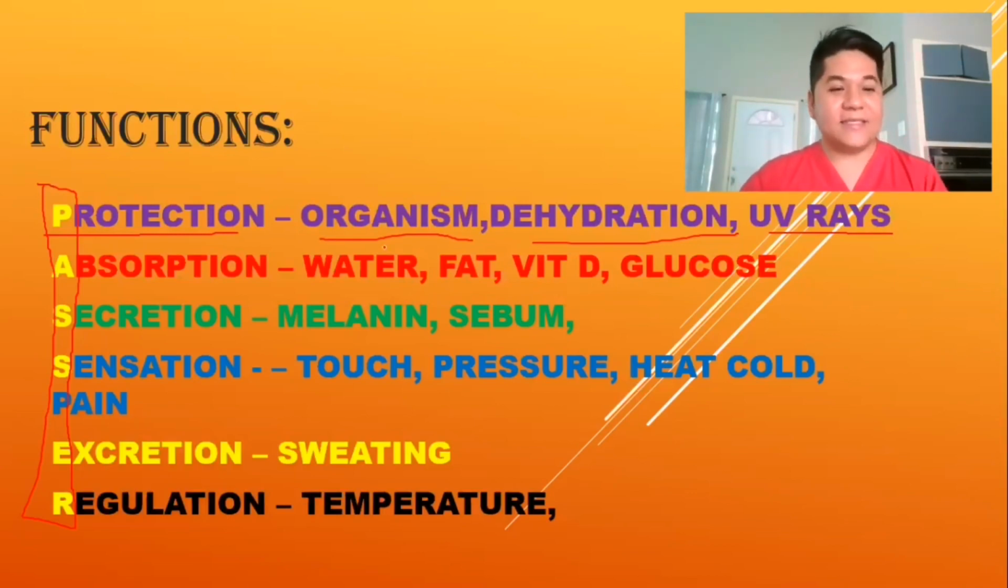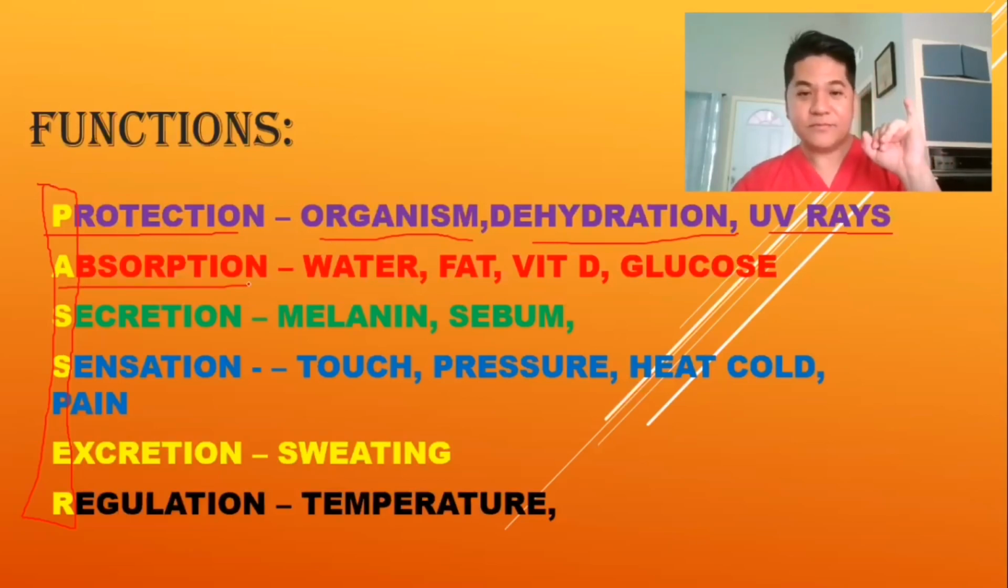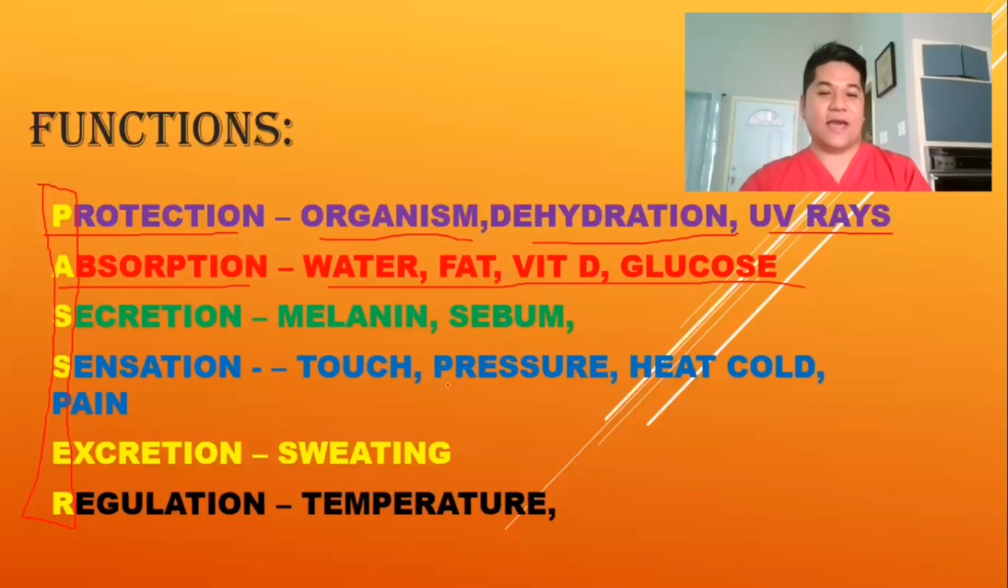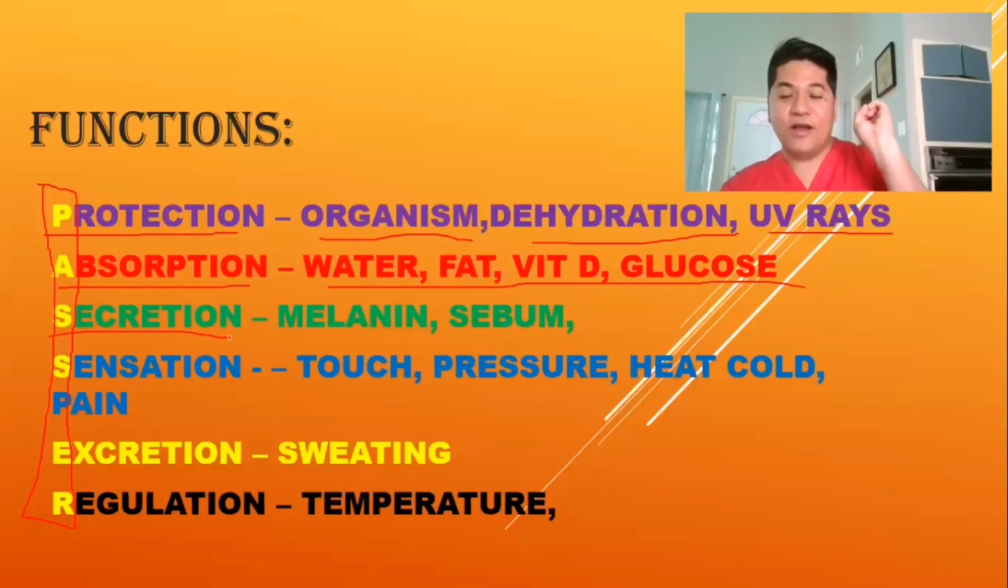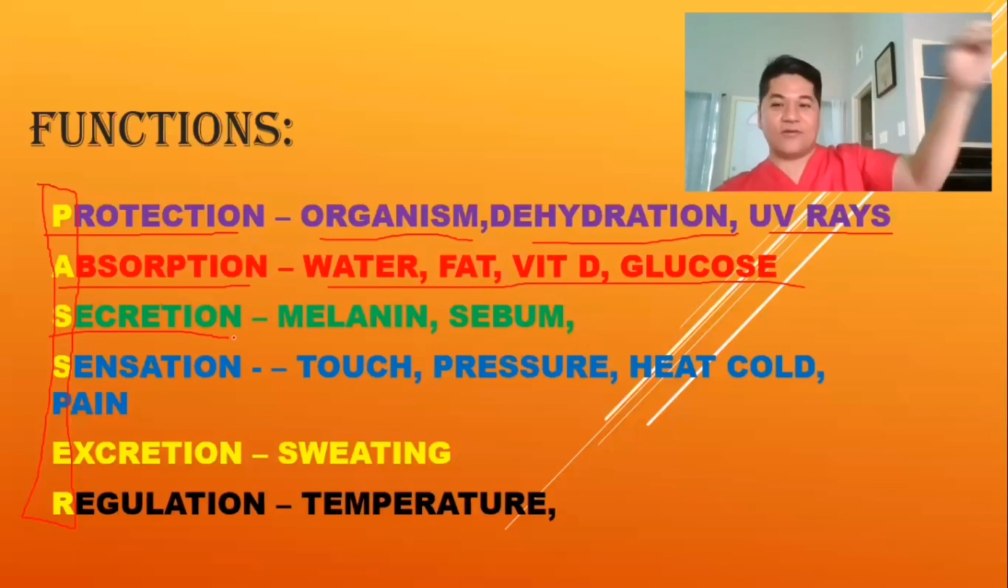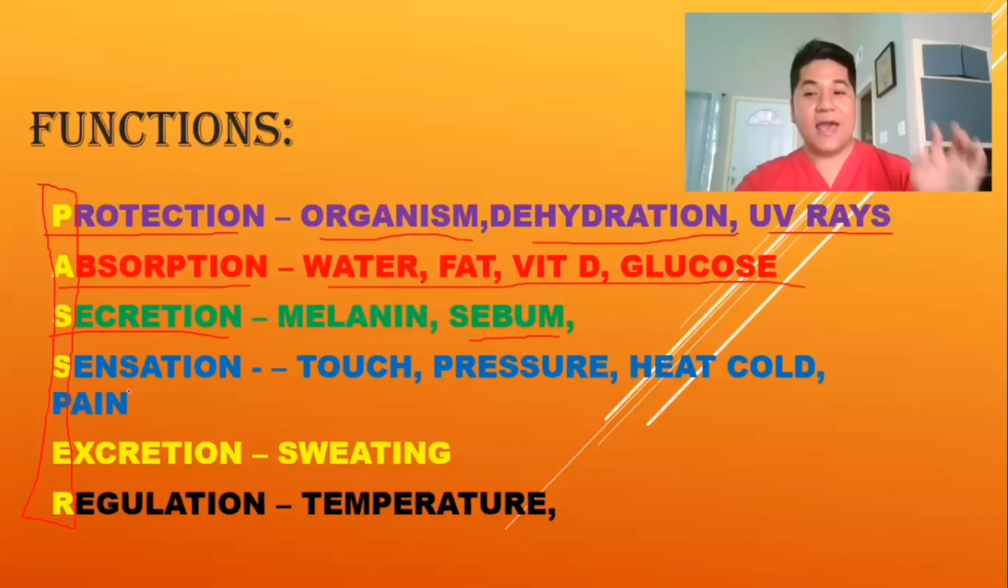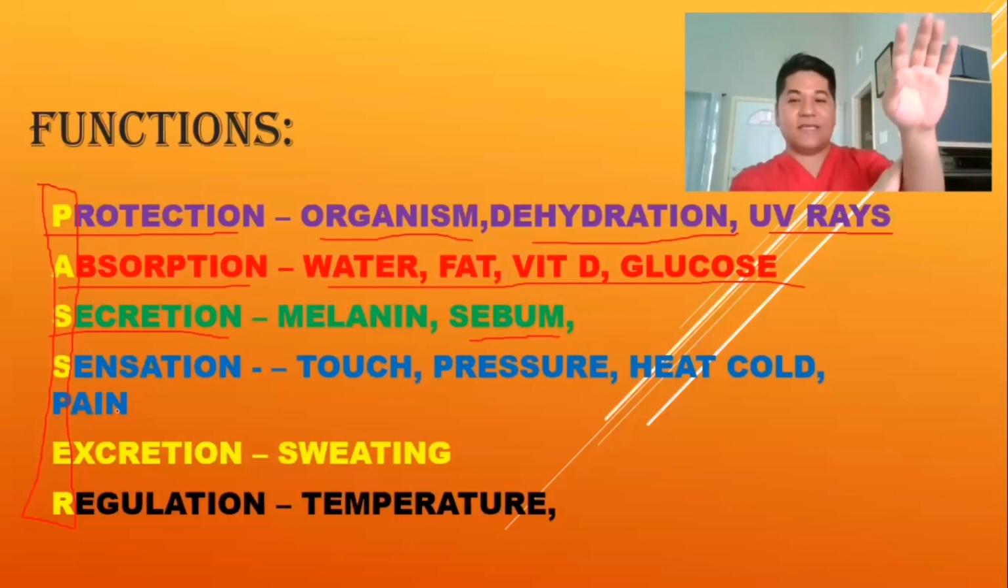Next is A as in absorption. It absorbs water, fat, vitamin D, and glucose. So remember this. Next, secretion of what? Your melanin produced by your melanocytes, so that's why your skin gets whiter or darker, and also oil, your sebum, by your sebaceous gland.